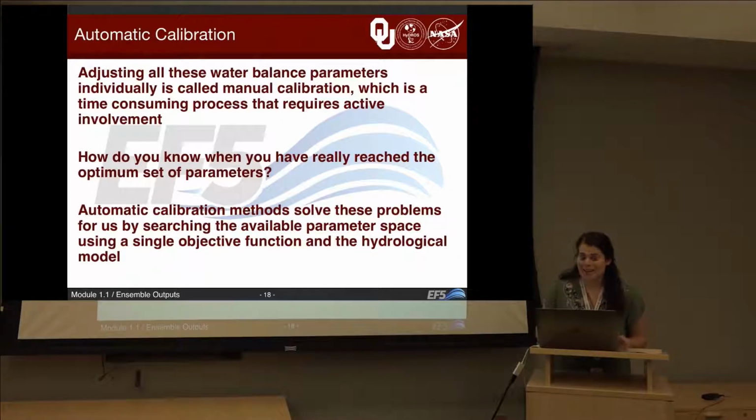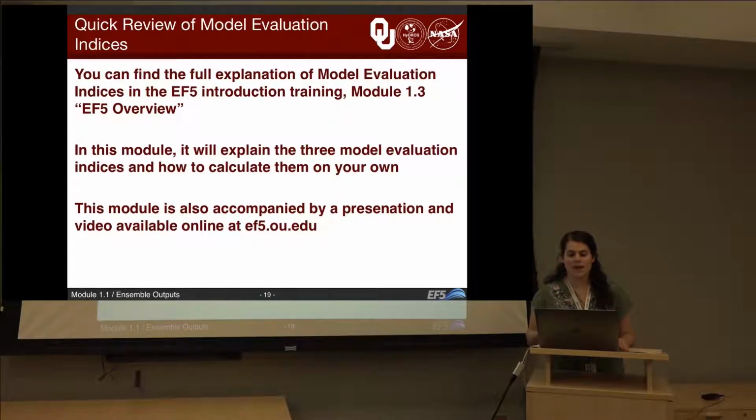However, automatic calibration methods can solve those problems for us by searching the available parameter space using a single objective function and the hydrologic model. So we use automatic calibration in this example.